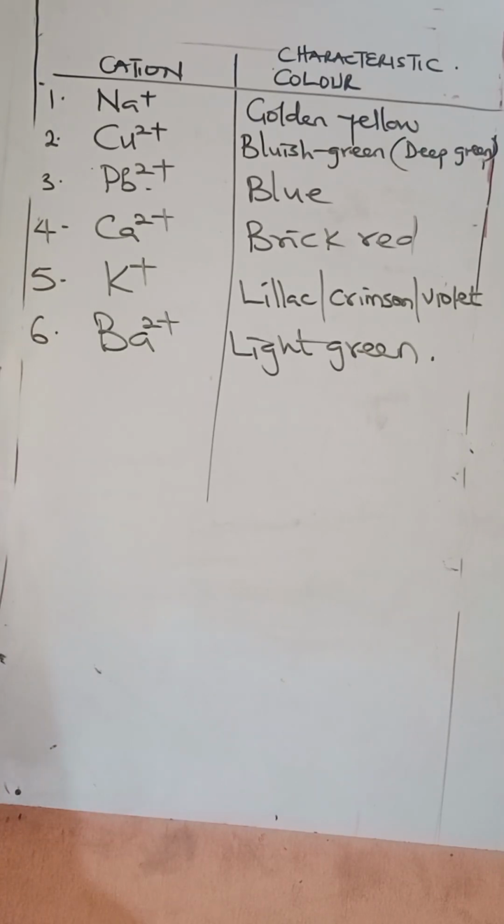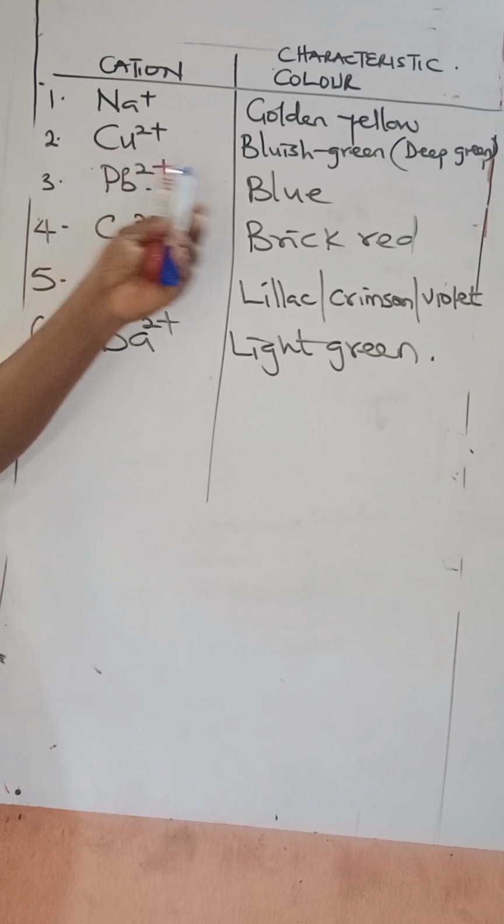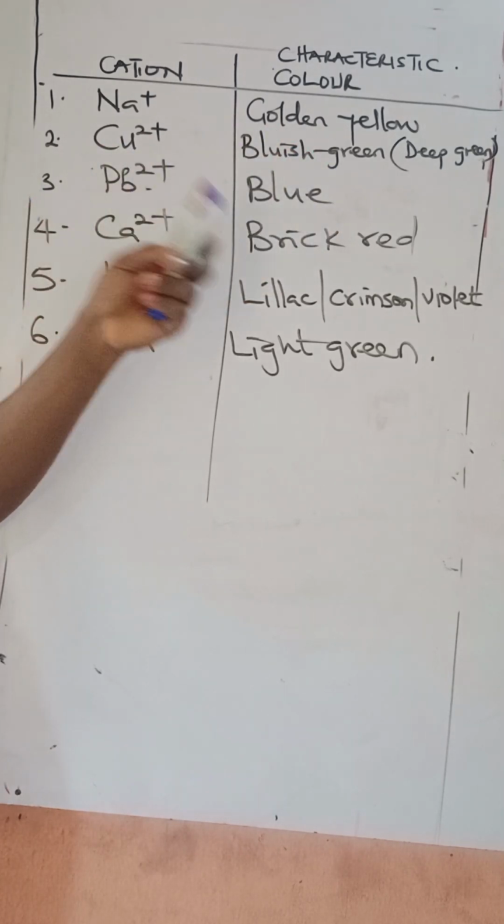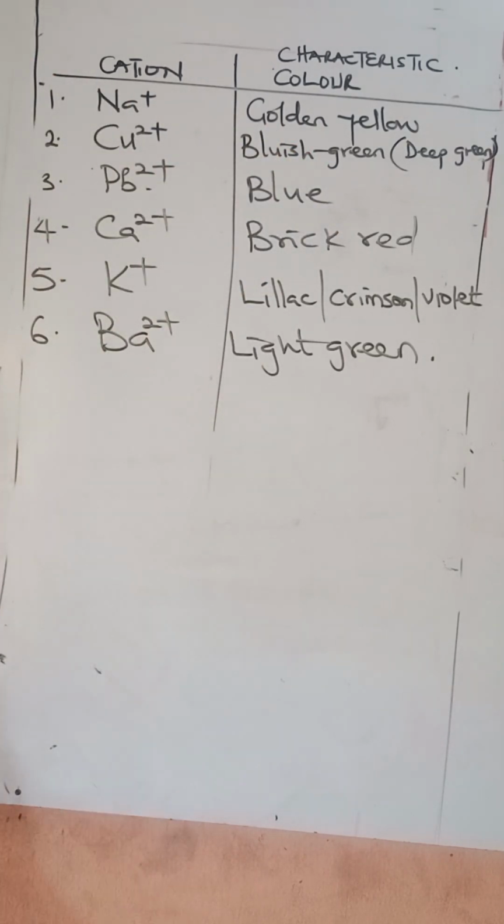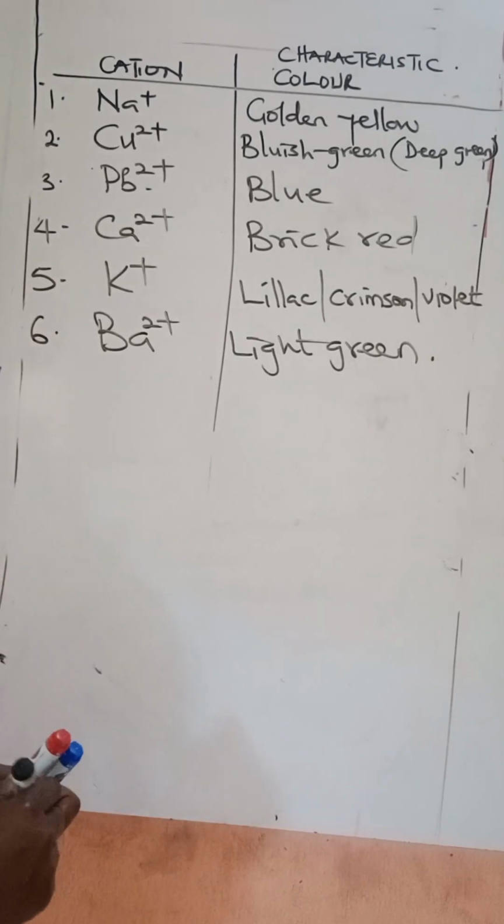These are the 6 you are expected to know as far as O level is concerned. Sodium ion, golden yellow; copper 2, bluish; and so on. This is what you are expected to know, these 6 for flame test. This is the end of flame test.